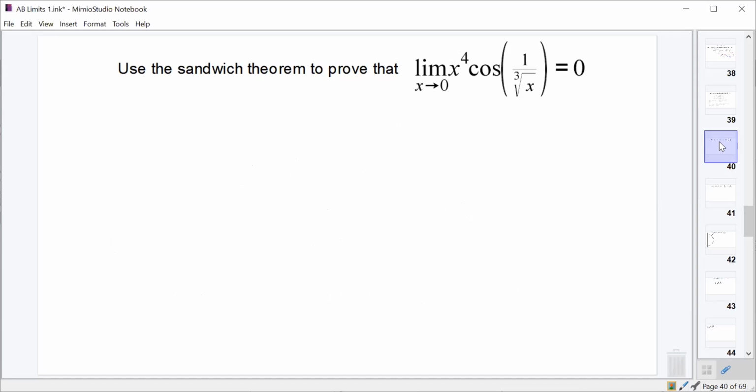So let's use that same sandwich theorem to prove that the limit as x approaches 0 of x to the 4th cosine of 1 over the cube root of x is also equal to 0. Should we look at the graph of it, or do we have a good idea of what to do here? Can we look at the graph? Sure, we can look at the graph.